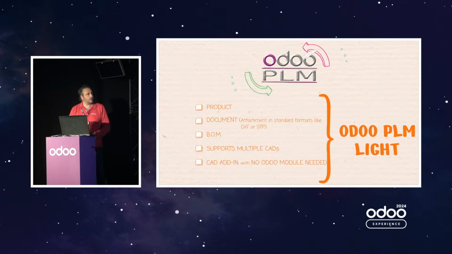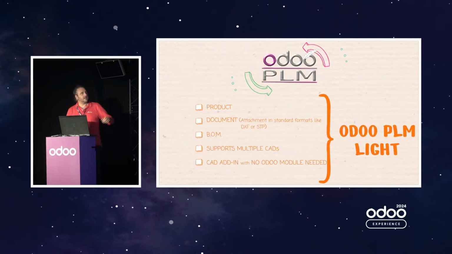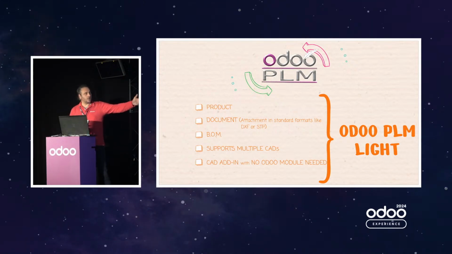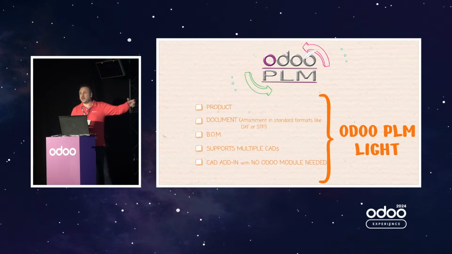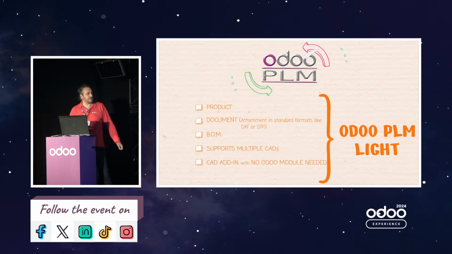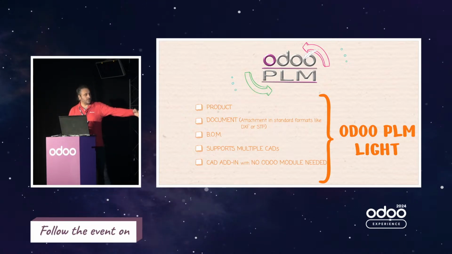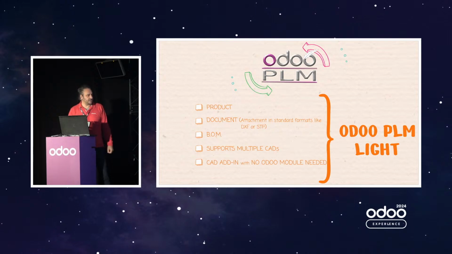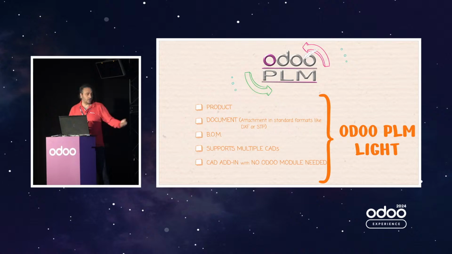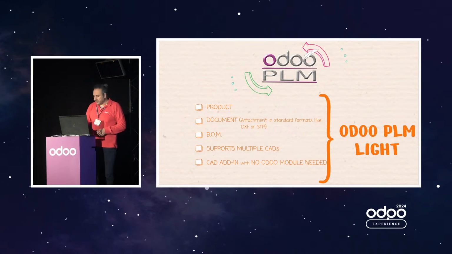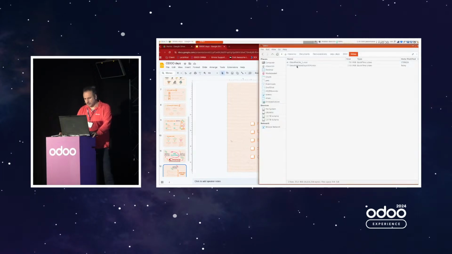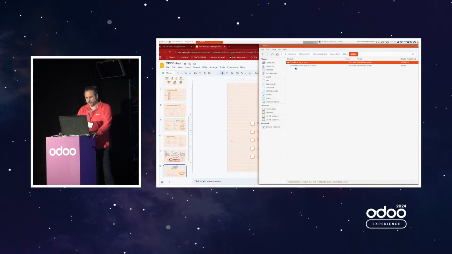Okay, so what does OdooPLM do as functionality? We can manage product, document, and we can also do some conversion between the original file and DXF, STEP, or whatever the CAD application allows. We can manage BOM. We support, of course, multiple CAD applications, and we also use a CAD-in module or an executable module. Let's see it in action, how it works.